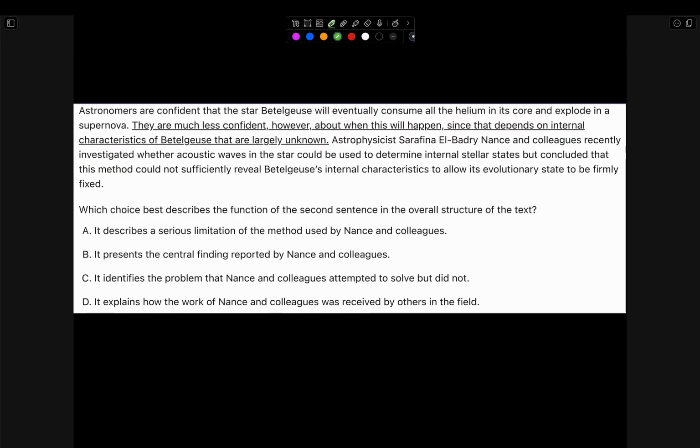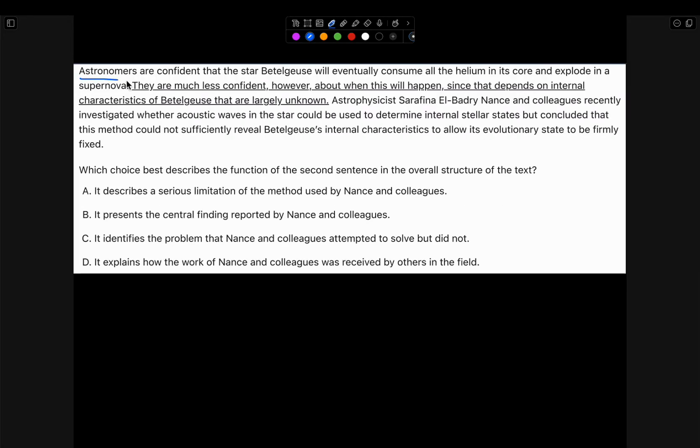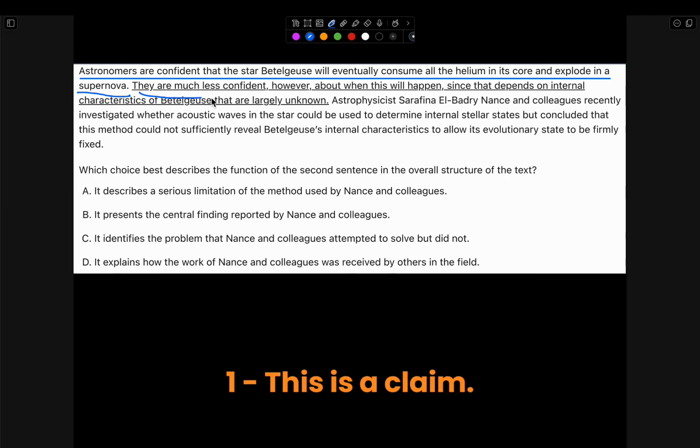This one is a little different since it asks for the overall structure of the underlined sentence only. However, for these questions, we need to read the entire passage to get an understanding of what the function of the underlined text has to do with the overall structure. So, astronomers are confident that the star Betelgeuse will eventually consume all the helium in its core and explode in a supernova. This is a claim.